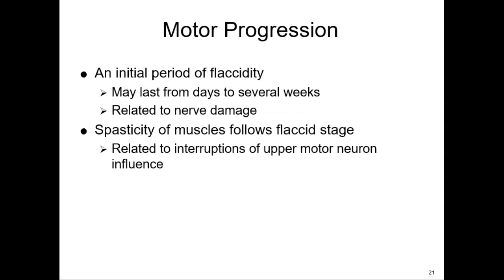And again, we have an initial period of flaccidity, which can last up to several weeks. It's related to the nerve damage. And then spasticity tends to follow the flaccid stage. That's related to the upper motor neuron influence.